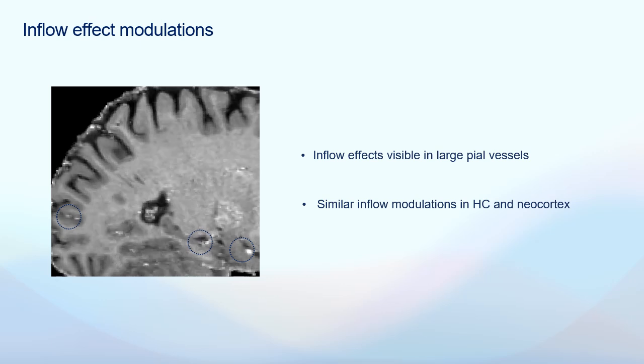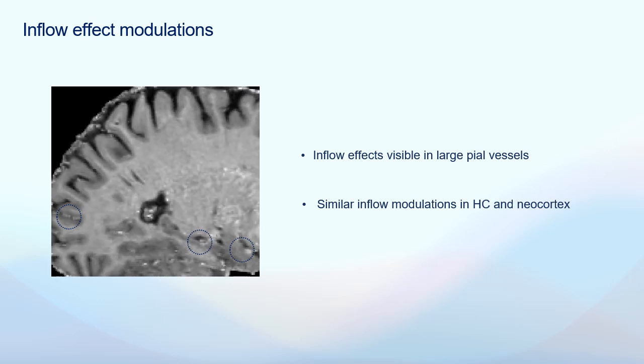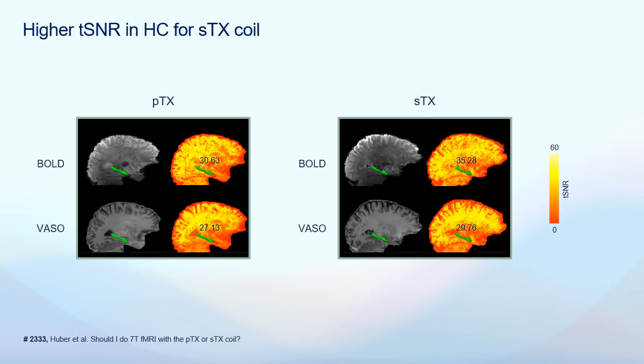The inflow effects are primarily visible in large pial vessels, and the inflow modulations in hippocampus are similar to neocortical regions. We further compared sTx and pTx head coils and found that for both BOLD and VASO images, the tSNR in the hippocampus was slightly higher for the sTx compared to pTx coils.